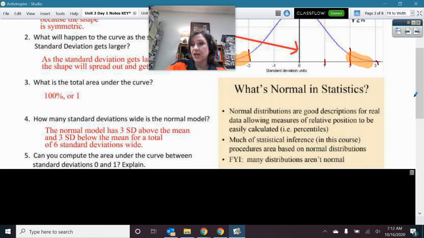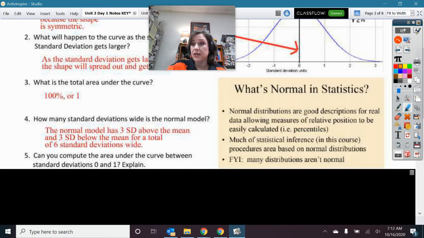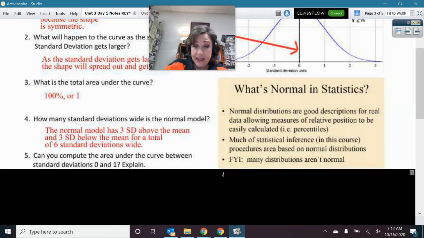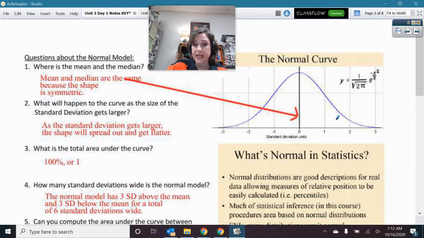Now, let's talk about this. Could we compute the area or the probability of finding something in between 0 and 1 standard deviation above the mean? So could I calculate the area of this, right here with our current methods that we know? Rectangles, triangles, trapezoids, circles, those kinds of things. Can we calculate the area of that shape right there? And hopefully you can see that no, we cannot. We cannot because of this curvature here up at the top.